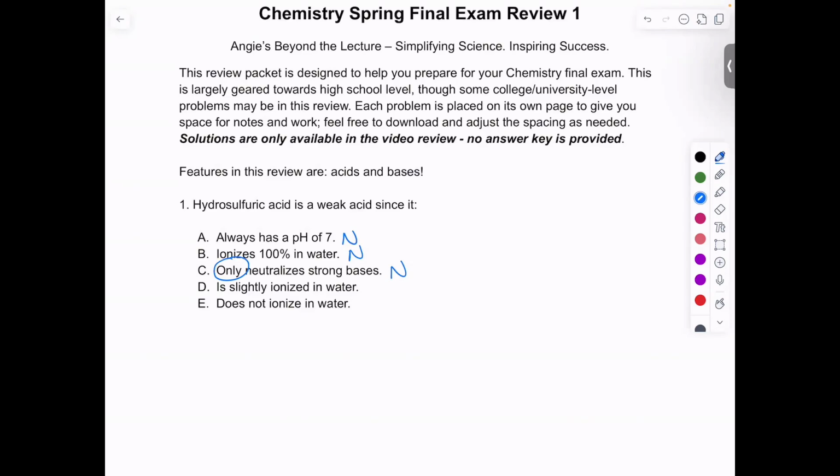D, slightly ionized in water. Okay, that makes sense. I think that would probably be the best answer, as long as we check option E to make sure it's not a better answer. We know again that weak acids and weak bases dissociate partially in water solution. Part E says does not ionize in water. Well, we know that's not the case. We actually have partial or slight ionization. So I'm just going to put yes, no, circle D, and that's the answer for question 1.